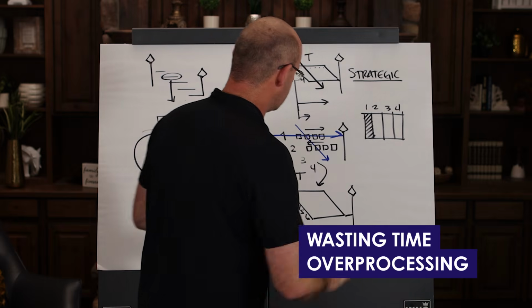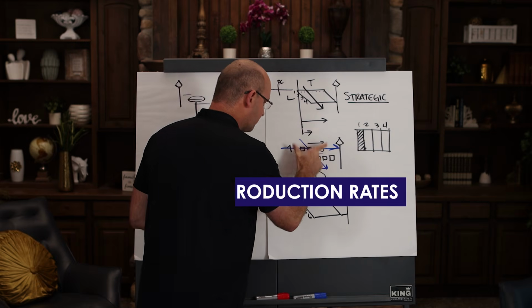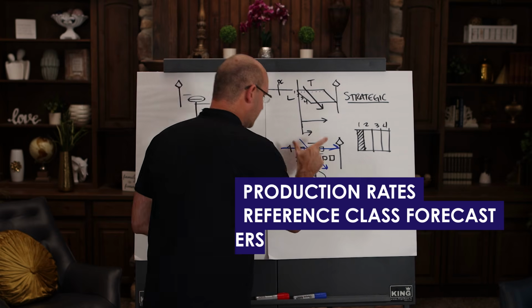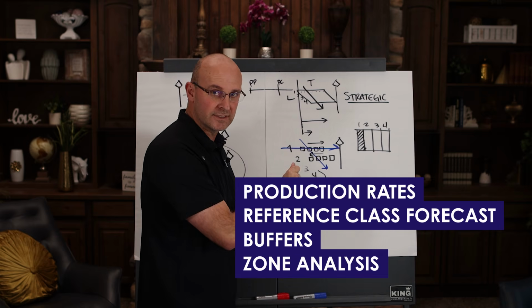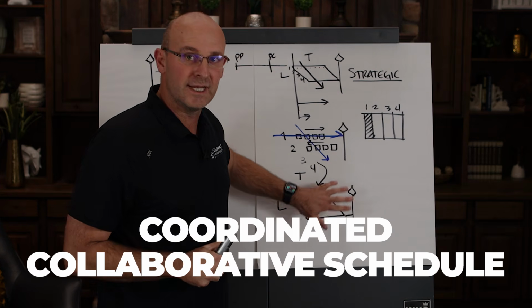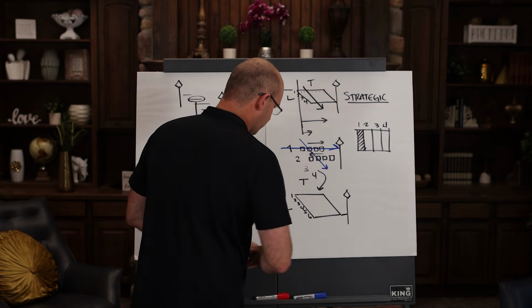That is over processing. You have already coordinated with the trades, with production rates hopefully, and done a reference class forecast and gained buffers and done a zone analysis with your trades at the pull plan. So this is now a coordinated, collaborated schedule. So you don't have to create anything from whole cloth anymore, okay?